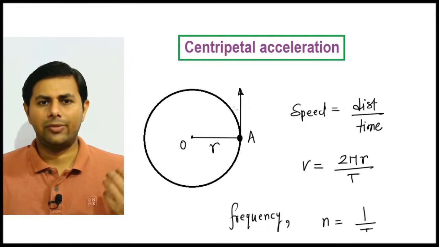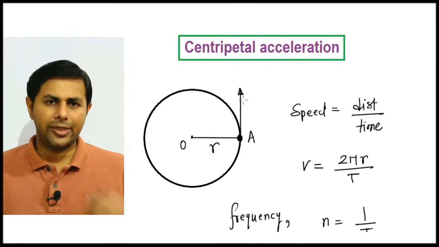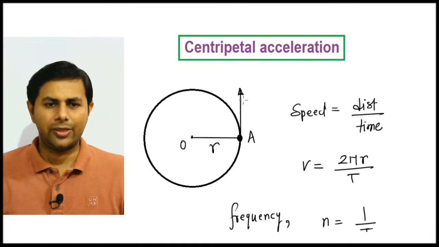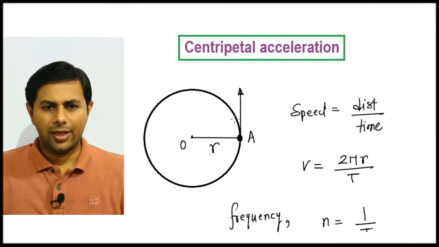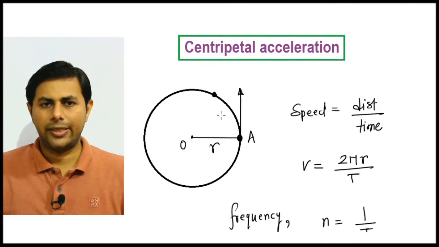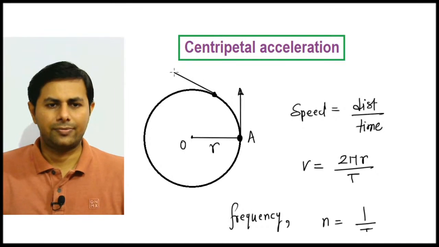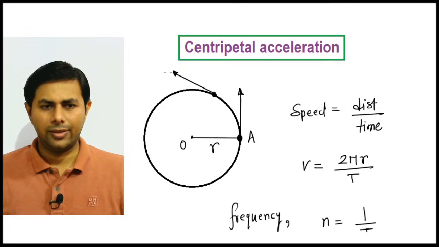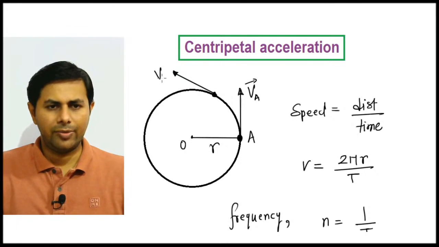And even if the magnitude of this velocity remains constant, even if this object keeps on moving with constant speed, its direction will change. So as we can see, if this object goes to this point, then its velocity will point in this direction. Okay, so suppose this is VA bar and this is VB bar.